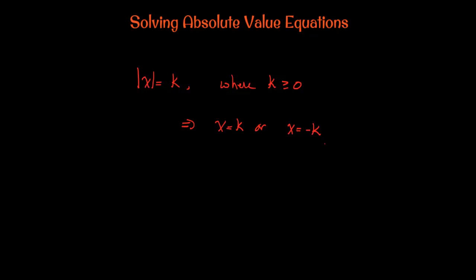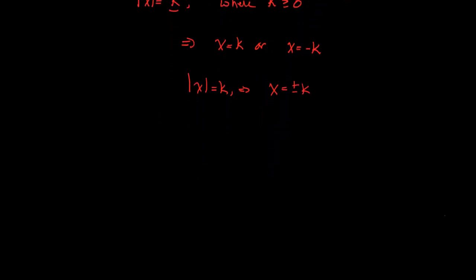So x can equal positive k or x can equal negative k. A lot of times we see it written like this: x equals plus or minus k. They put the plus or minus up on top. But that only works when this is set equal to a positive value. It does not work if k is negative, because the absolute value of x is only positive.